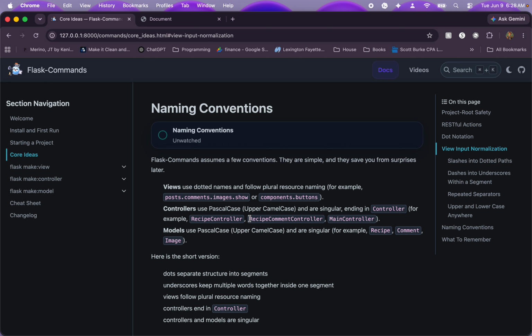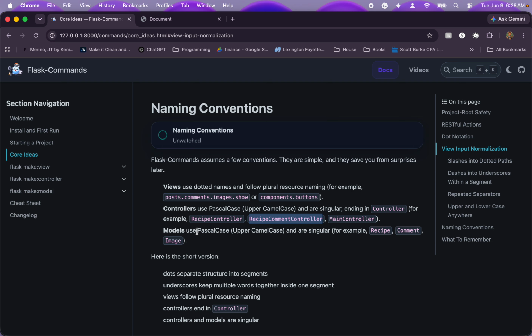I'm going to keep the structure. So if I'm really looking at a comment controller, but it's related to recipes, I'm going to call it RecipeCommentController. That's going to be the name of my controller.